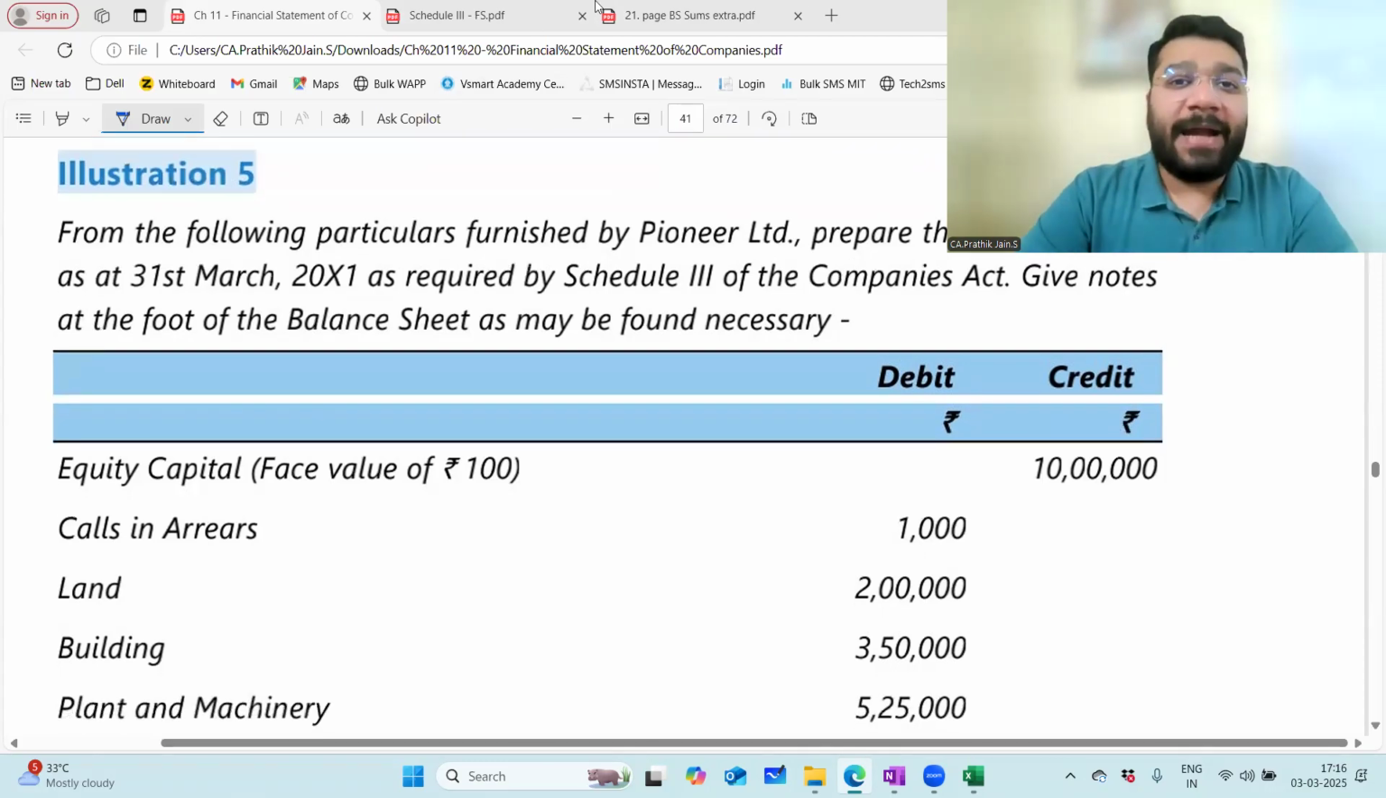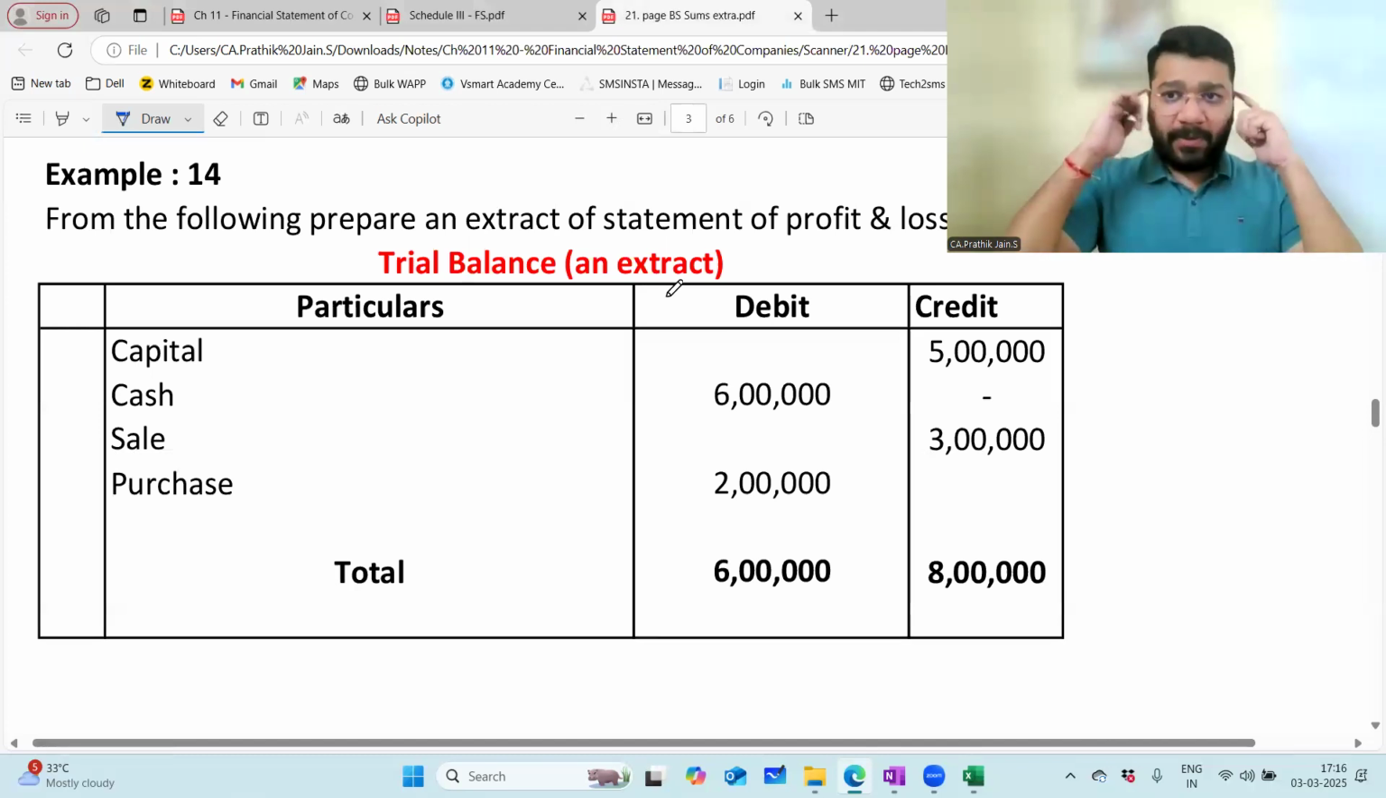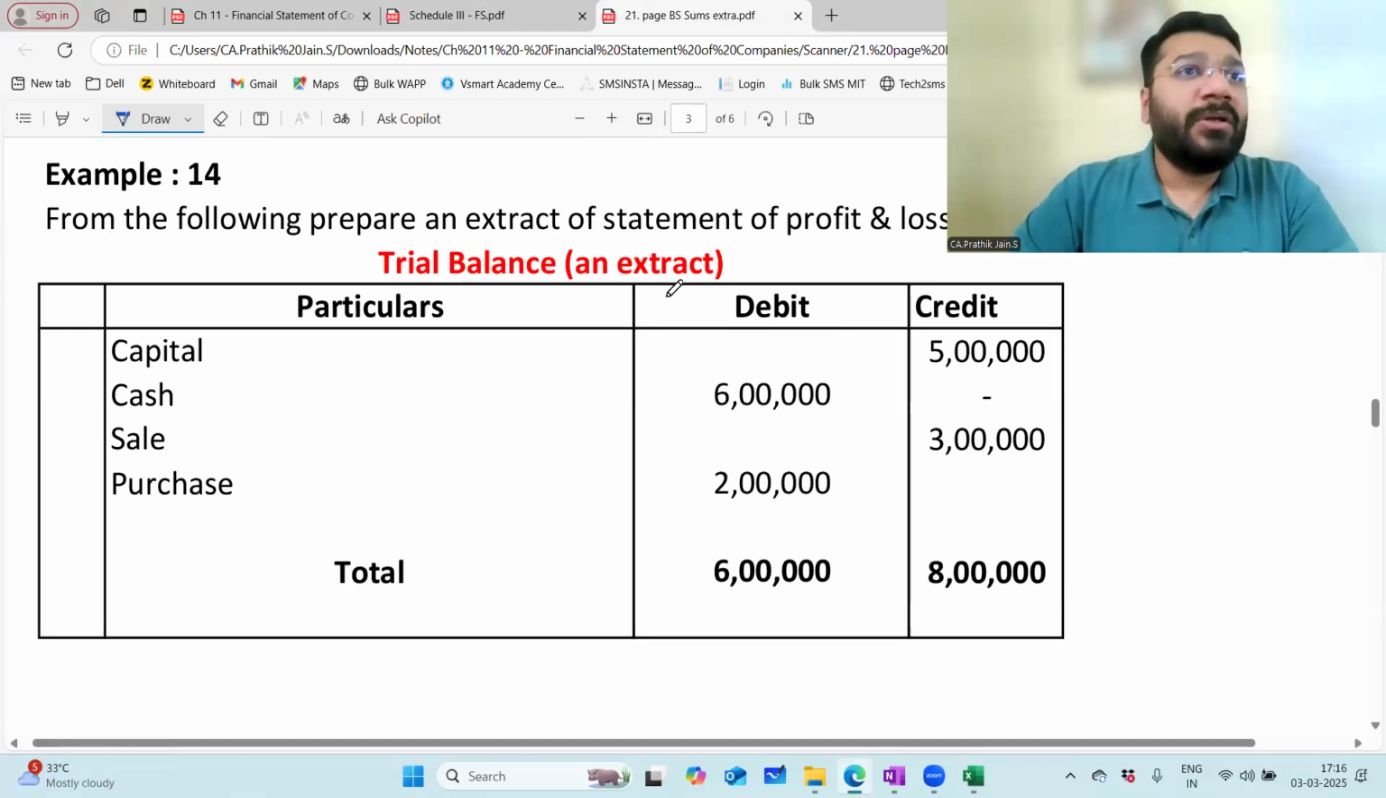But before that, there's something basic that we have to know. So I've prepared one basic question for all of you to see how you handle this question.